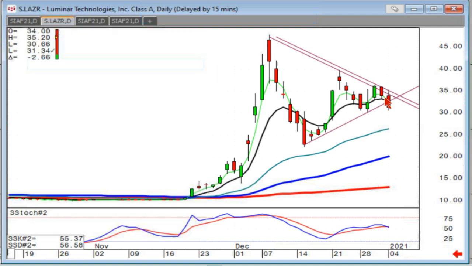So this is a good example of getting ready for a pattern, but if you did get in, you get right back out if it didn't do exactly what it was expected to do.